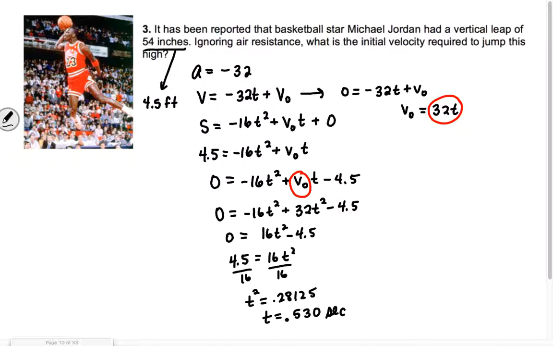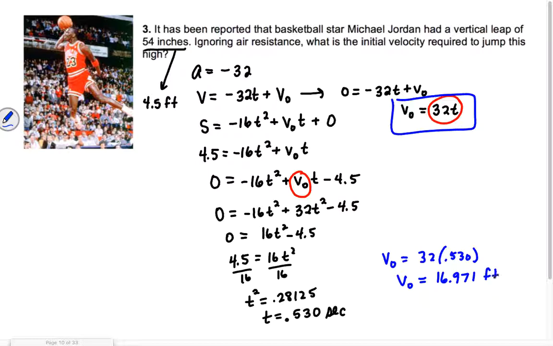Our question is, what's the initial velocity required to jump this high? So where do we go back to? We go back to right here. So v sub o is equal to 32 times that 0.530, which I have in my calculator. Oops, I multiplied by 30, not 32. All right, so we end up getting v sub o equals 16.971, and that's in feet per second. You could convert it into miles per hour or something if you want to, but the problem starts out in inches, and I'm fine with that.